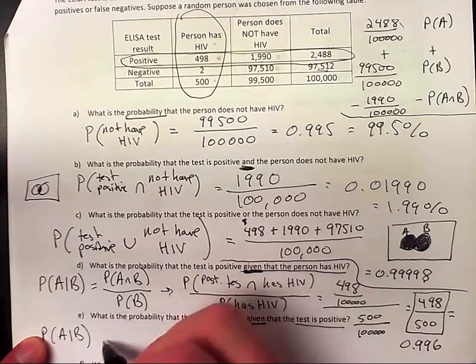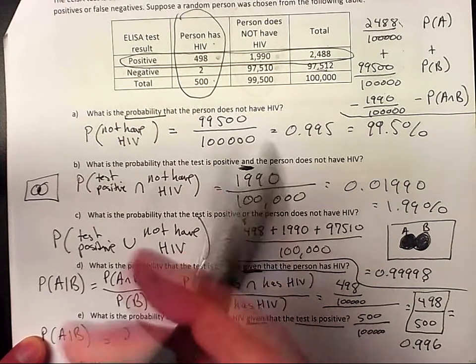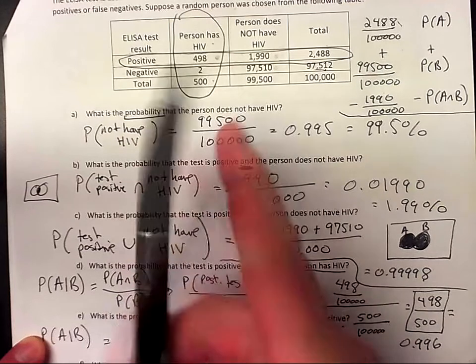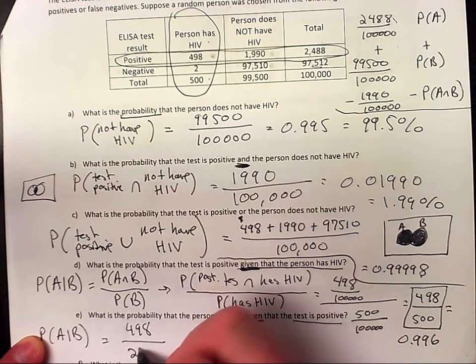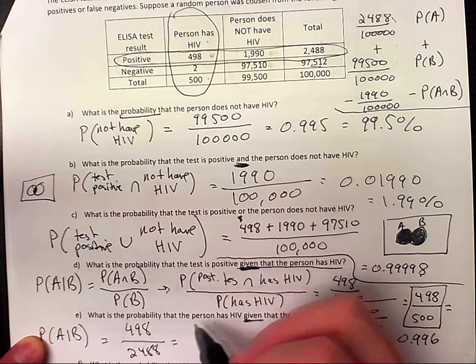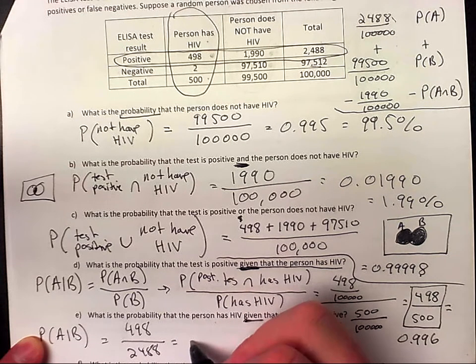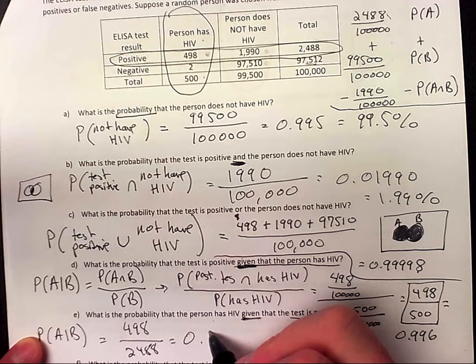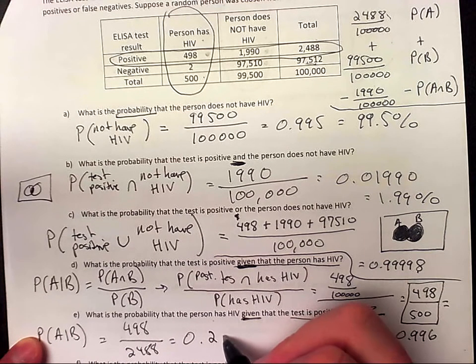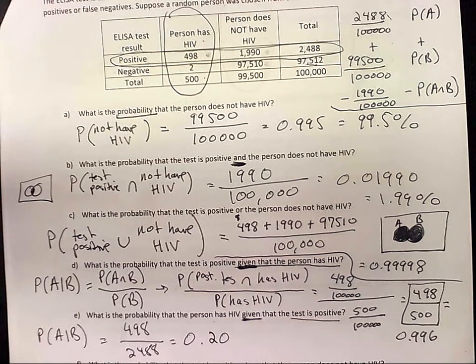So if you have HIV and you take this test, there's a 20% possibility that it will be positive. So this comes out to, what did you say, 20 something? That's 0.200 or 0.20. Cool.